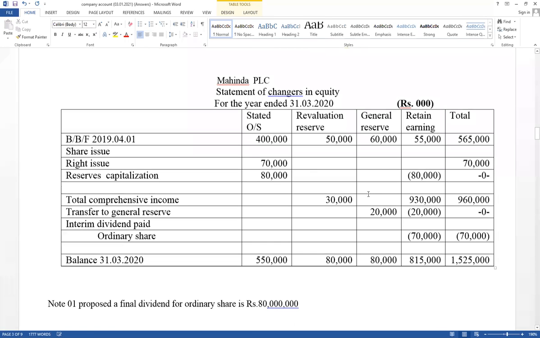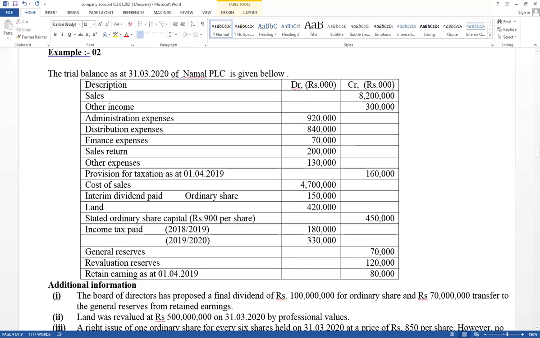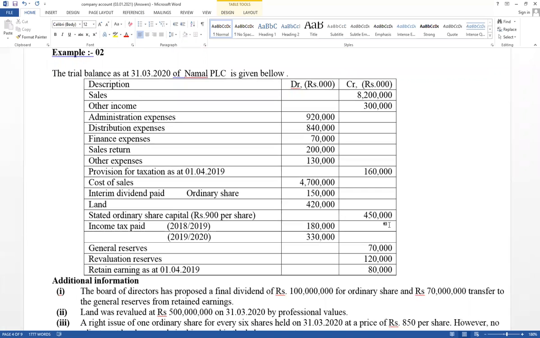Right, question number next one. Also, there is a small difference available here. Think about question number second one.